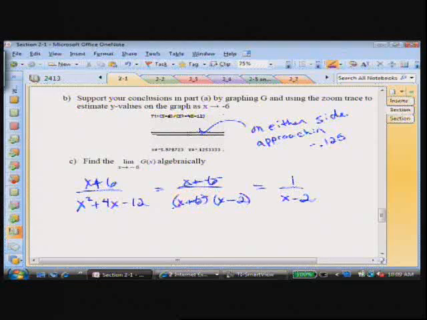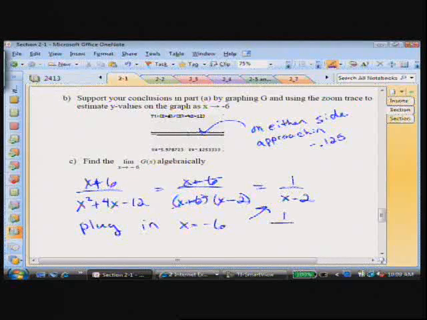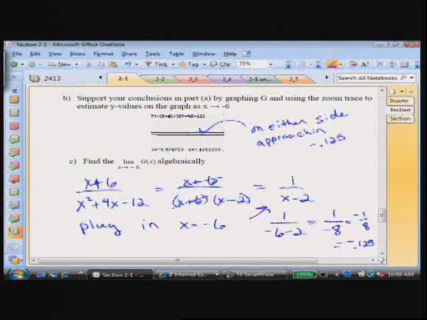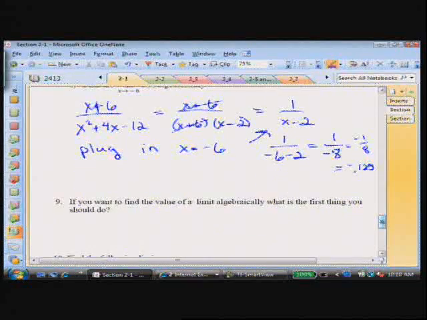Now at this point, we can plug -6 into this function. We couldn't plug it into the original because it gave us 0 in the denominator. We plug it in here and we get 1 over -6 minus 2, which is 1 over -8, or -1/8, which is -0.125. Okay? Which was what our calculator was telling us. And so we just proved it algebraically.